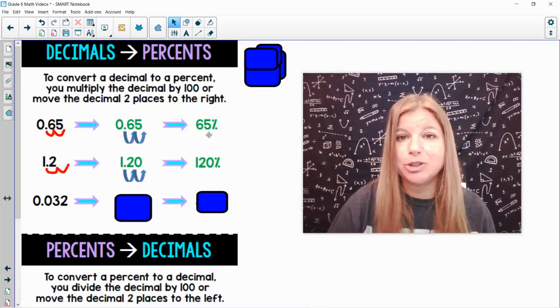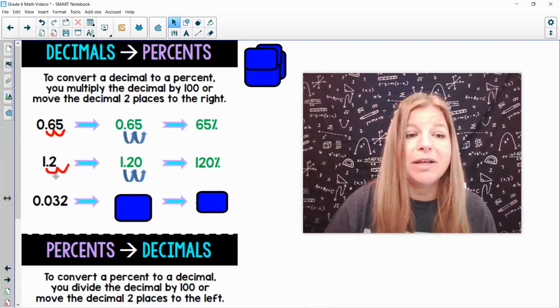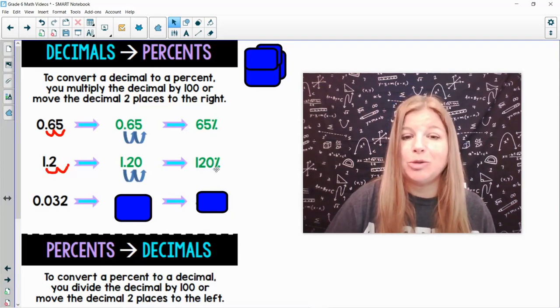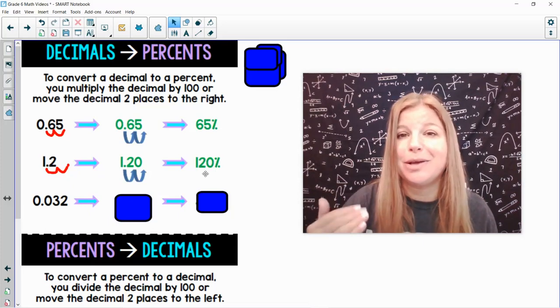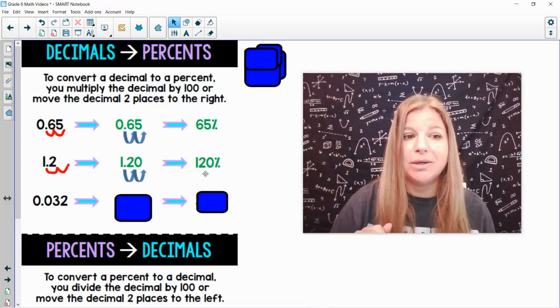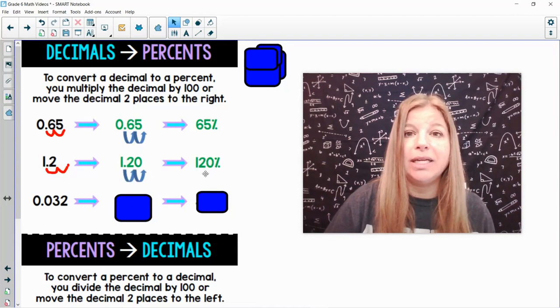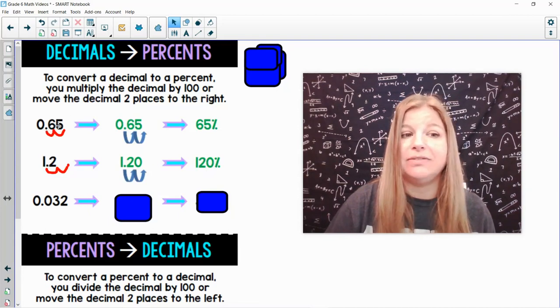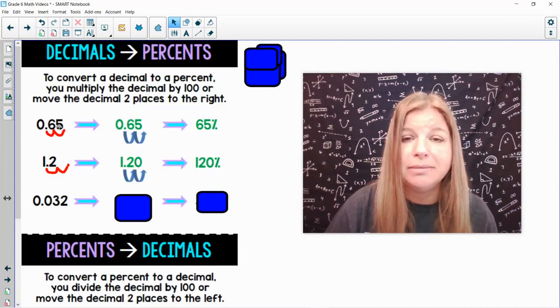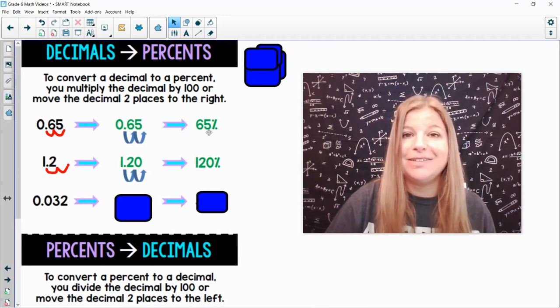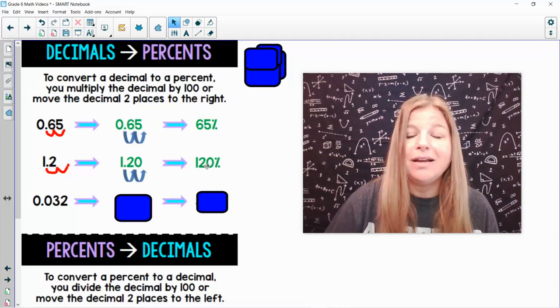Notice the first problem, 0.65 or 65 hundredths, it's 65%. It's less than 100%. But when I have a decimal value that's greater than 1 and I change it to a percent, notice the percent is greater than 100%. Something good to notice. Now, if you have a calculator ready and you want to go ahead and type in 0.65 times 100, that's the other strategy, you'll get 65. If you take 1.2 and multiply that by 100, you'll get 120.